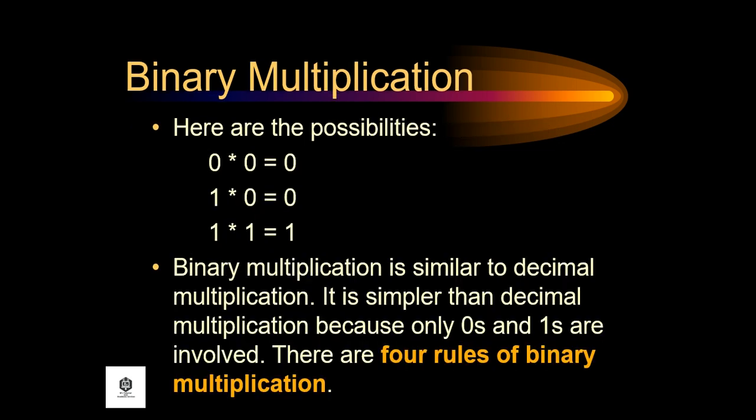Here are the possibilities. 0 times 0 is equal to 0. 1 times 1 is equal to 1. Binary multiplication is similar to decimal multiplication. It is simpler than decimal multiplication because only zeros and ones are involved. There are 4 rules of binary multiplication.